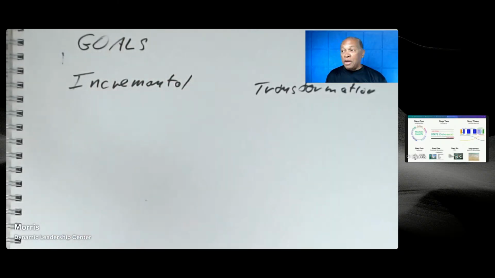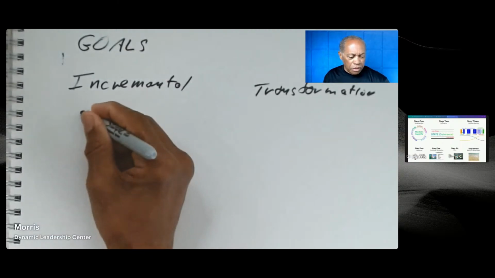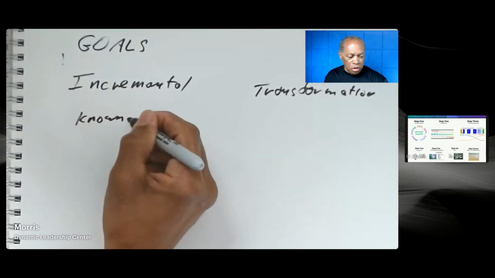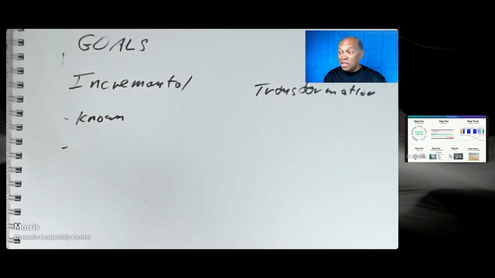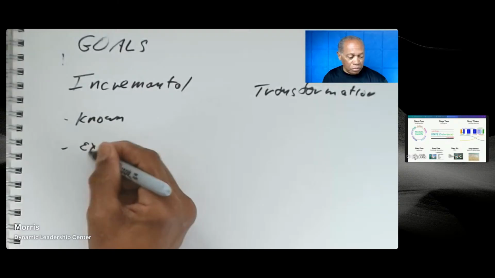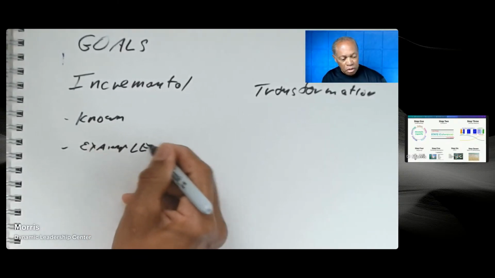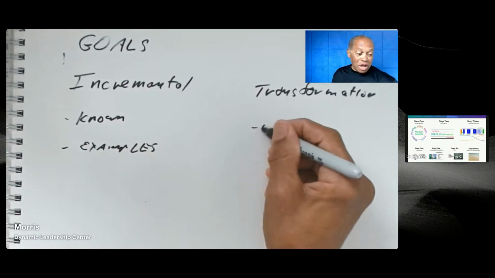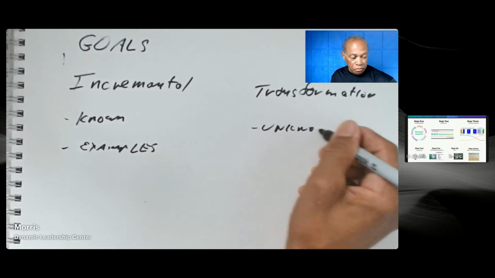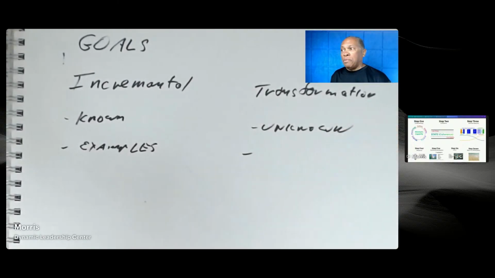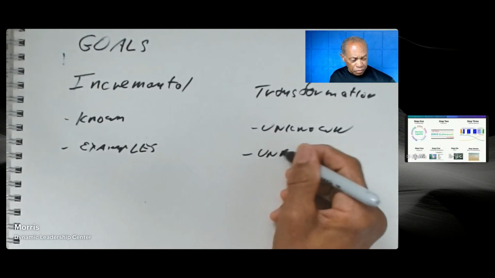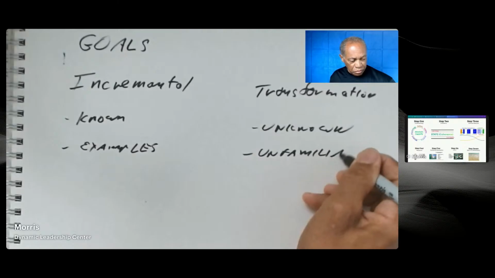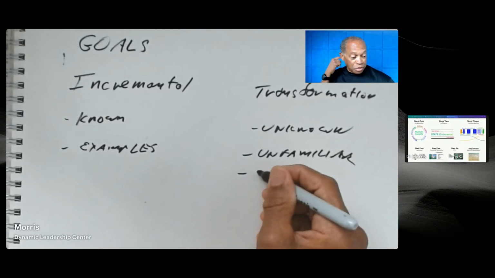What we know is that with incremental goals, it's something that we've seen before. It's known. We have context, there's examples. But when you get into transformation goals, there's a lot of unknown. Few examples. I talk about designing in the field of infinite possibilities. Unfamiliar. Too many options, right?